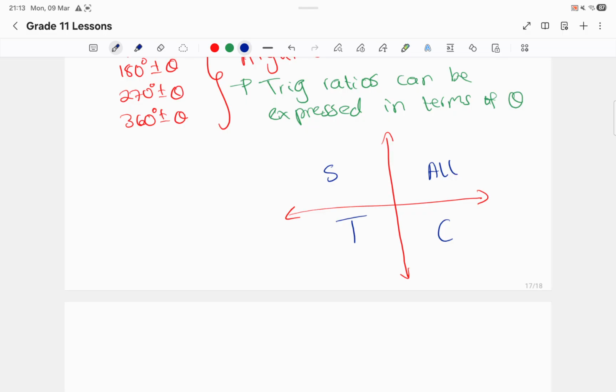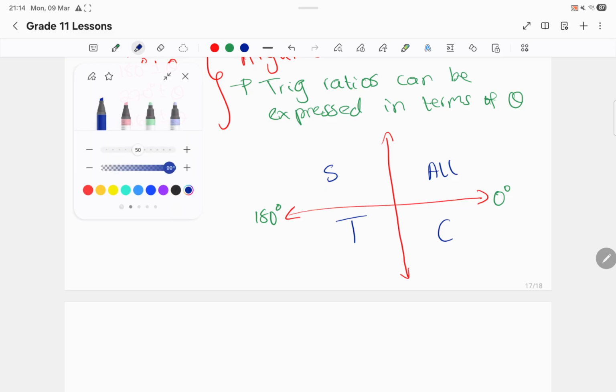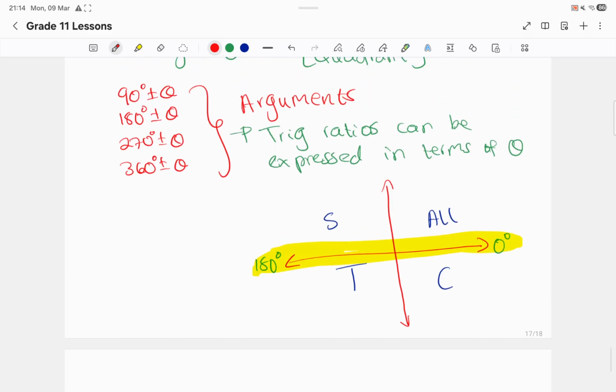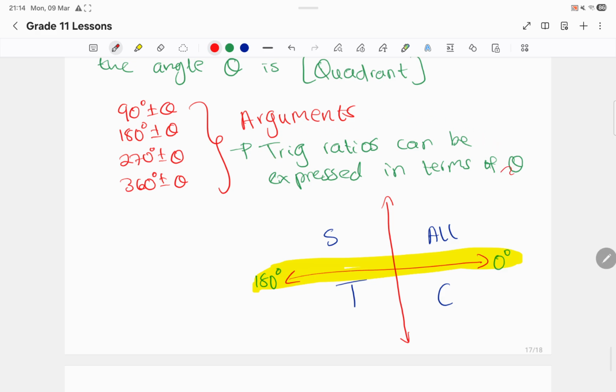Okay, for instance, for now we are focusing on this scale, right? For this exercise, let's just look at the horizontal scale, the horizontal line, meaning that we're going to use 0 and 180. So when we use 0 and 180, we need to express all trig ratios in terms of theta. What do we do here?